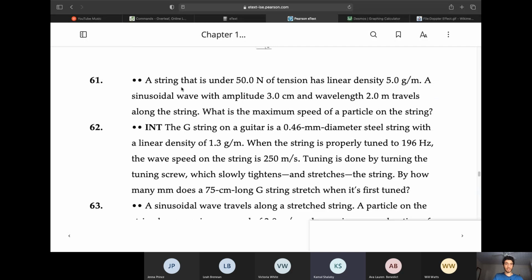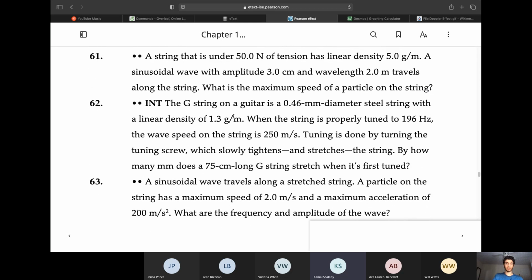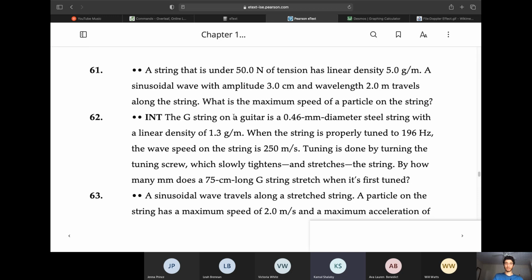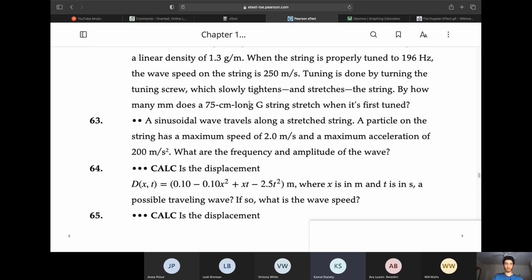Okay, so a string that is under 50 newtons of tension with a linear density of 5 grams per meter. A sinusoidal wave with an amplitude of 3 centimeters and a wavelength of 2 meters travels along the string. What is the maximum speed of a particle? No, we can't do that. I really doubt it because this is also going to be the equation of displacement. So I don't think that will be there. So let me pick another question.